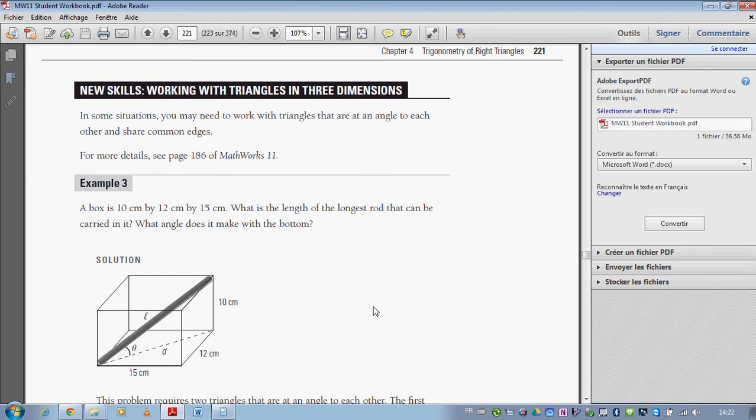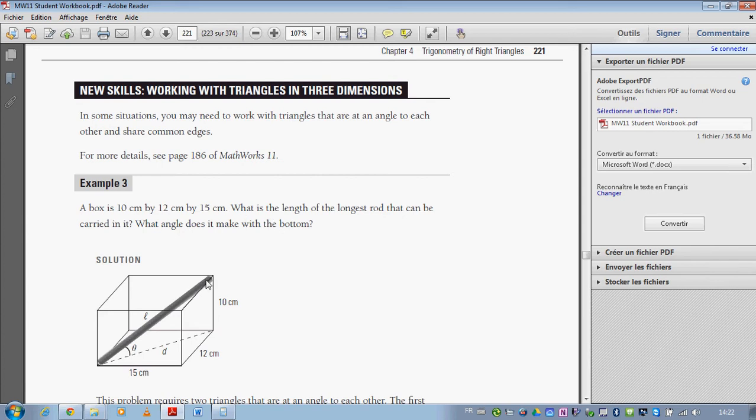Okay, so moving on to example 3, it's telling us that in some situations you will need to work with triangles that are at an angle to each other, but share common edges. So here they give you an example where there's a box that's got lengths 10, 12, and 15. It's asking us, what is the length of the longest rod that can be carried in it? What angle does it make with the bottom?